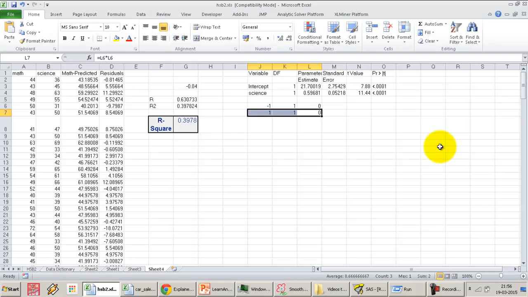So we've already concluded that R square can be interpreted as the total variance in the dependent variable explained by the model. The other interpretation is the strength of the linear relationship between the predicted value of the variable and the actual value of the variable. So that's another way of looking at it.